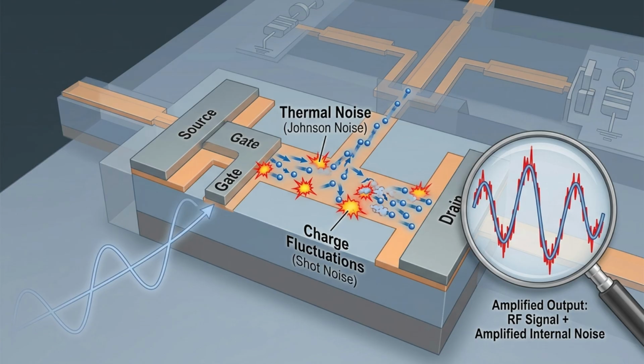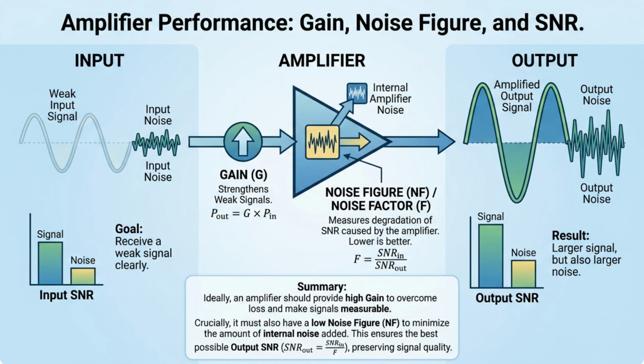Physically, consider a transistor inside a low-noise amplifier. As electrons move through the semiconductor device, thermal motion, charge fluctuations, and material imperfections generate random electrical variations. These fluctuations are amplified together with the desired RF signal and appear at the amplifier output. Mathematically, amplifier performance is commonly described using gain and noise figure together. An amplifier should provide enough gain to strengthen weak signals while maintaining the lowest possible noise figure so that the output SNR remains as high as possible.